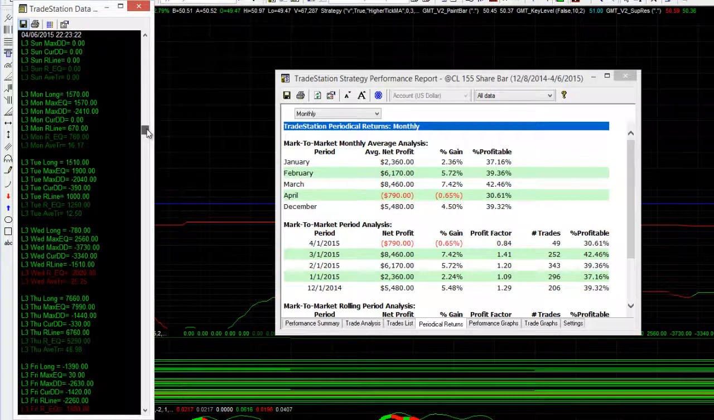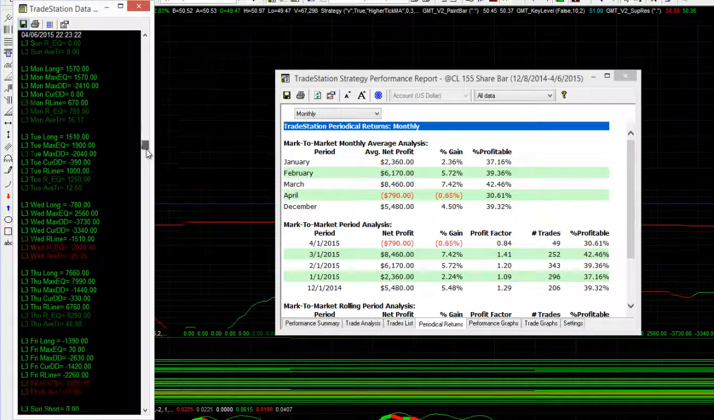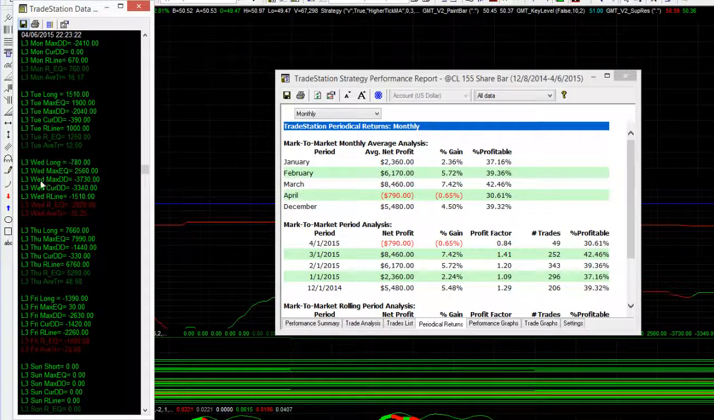So if we have a look here, Monday looks okay, it's $1,500. Tuesday's positive, $1,500 as well. Wednesday is not good. Now, you usually get crude oil inventories released on a Wednesday. That's not a great performance at all. If I isolate Wednesday there's actually $3,700 max drawdown. The current drawdown is $3,300 or $3,340. So that's definitely a day that I would take out.